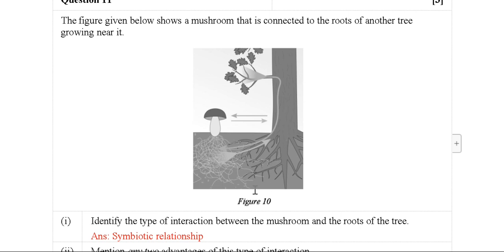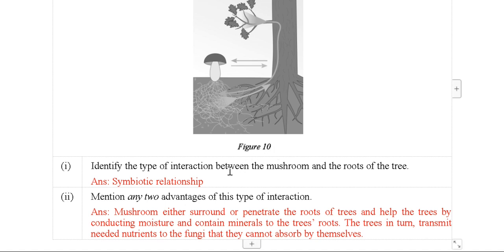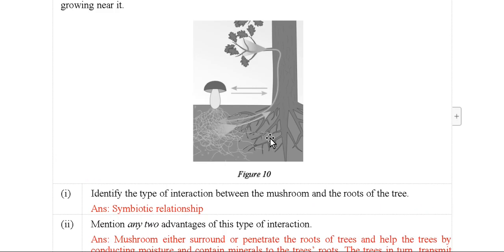So here you can see the root part of one large sized tree plant, and in the same soil we can see the root portions of the mushroom spreading, which just start moving around the root part of the large sized plant. So what kind of relationship is mainly building here? Identify the type of interaction between the mushroom and the roots of the tree. Here we can say it is a symbiotic or mutualistic relationship.